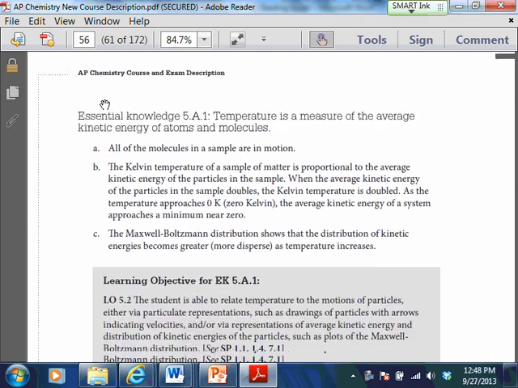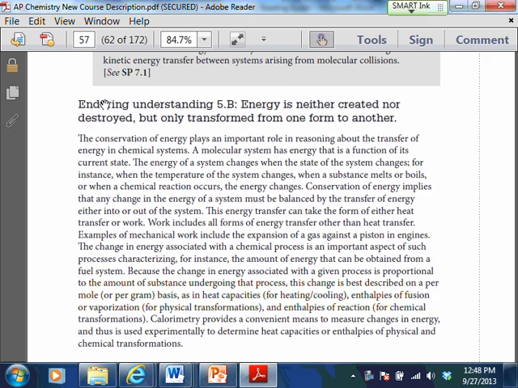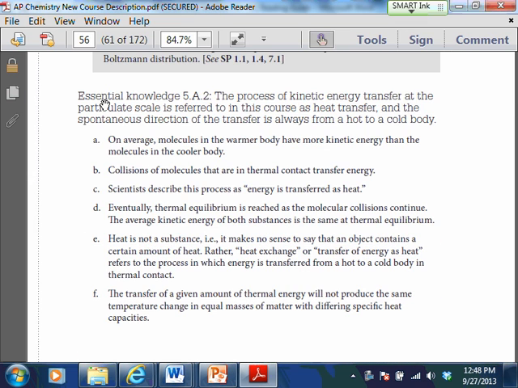Alright, so 5A2. Nope, went too far. Okay, so here's the description of heat that they give in the new AP curriculum. Process of kinetic energy transfer at the particulate scale is referred to in this course as heat transfer. Okay, heat, we're talking about kinetic energy. You need to understand that. Okay, it's the movement of particles. How fast are they moving?